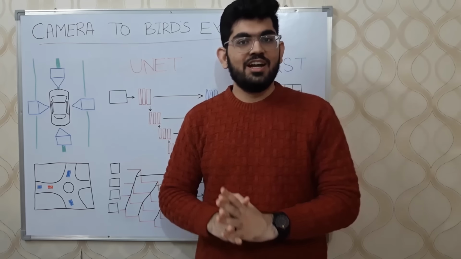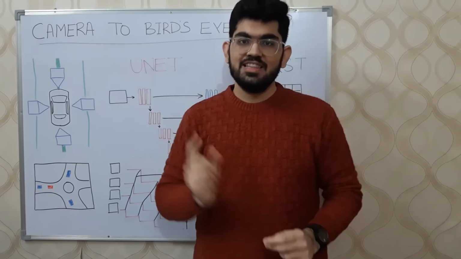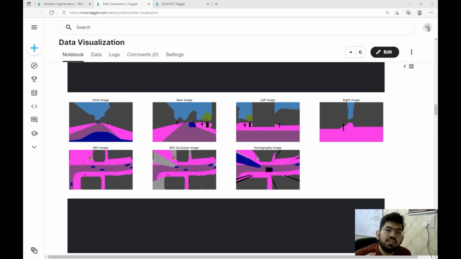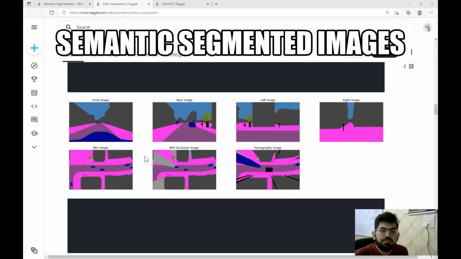Now let us have a look at the dataset that we are going to work with in this project. The link to this data and this data visualization notebook will be provided in the description box below. Just like in the problem description, we are given 4 images: the front, the rear, left and right. Along with that, we are given certain bird's eye view images.